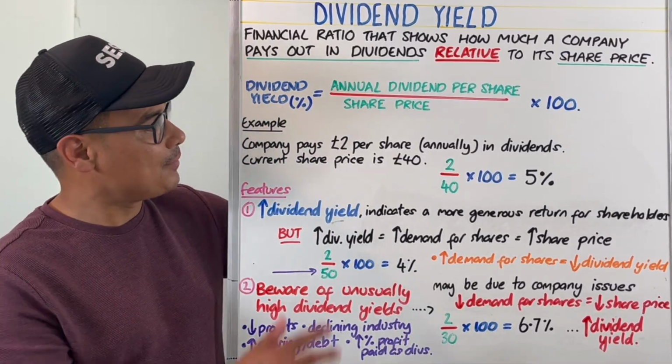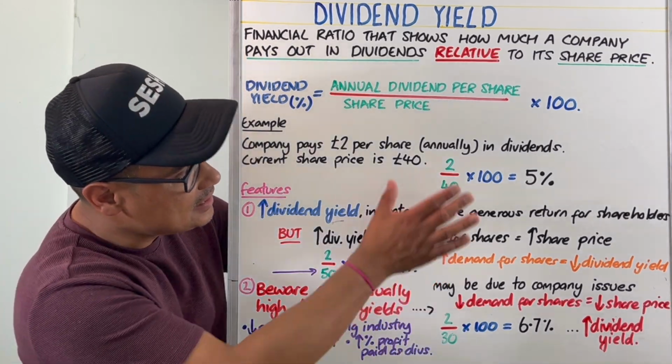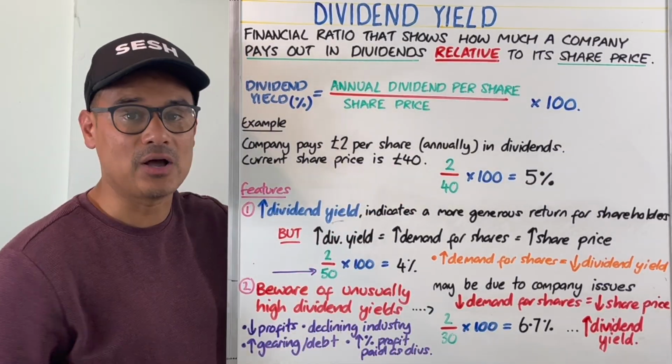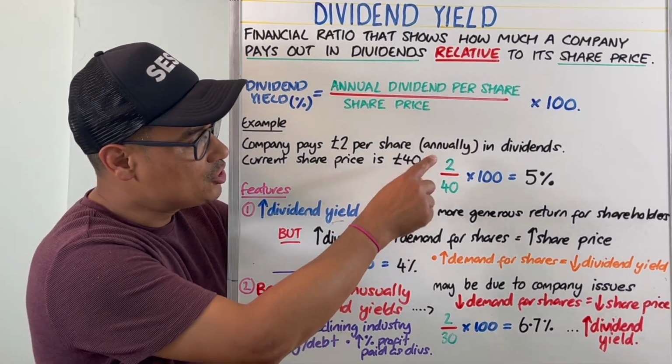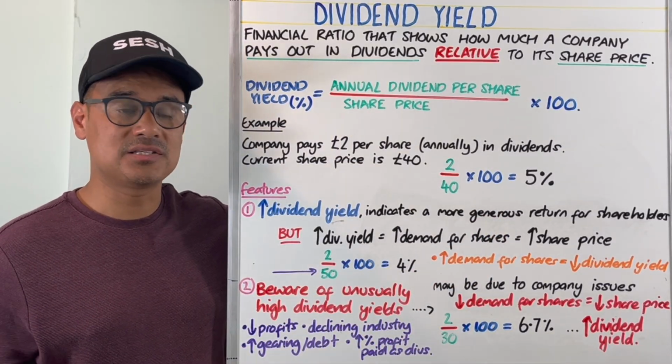An example of that. You've got a company that pays £2 per share annually in dividends, and the current share price is £40. So just plug the numbers in: 2 divided by 40 times 100 gives you a dividend yield of 5%.